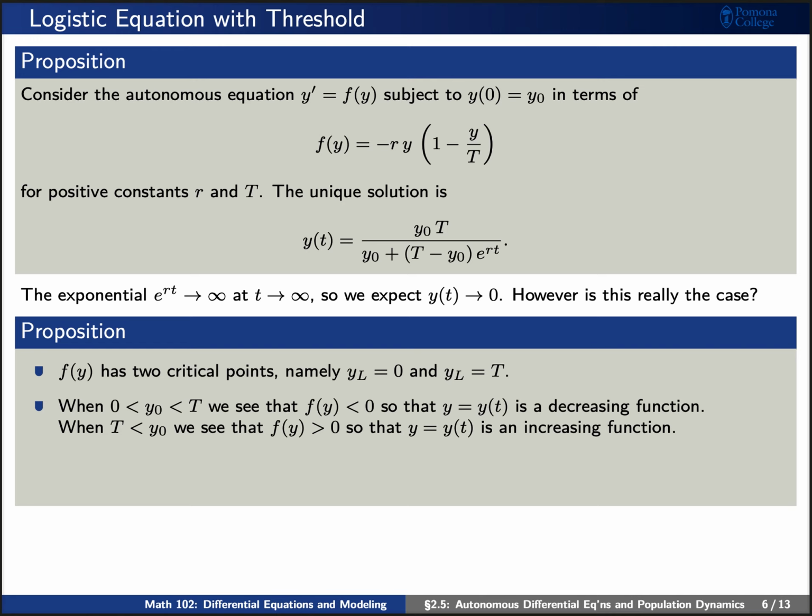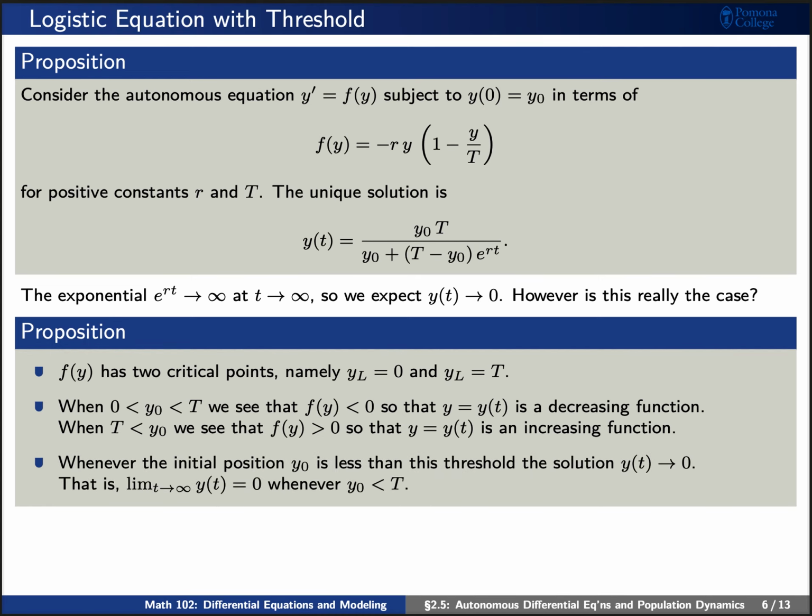Since f of y, of course, is the derivative y prime, we see that a solution, y of t, must be a decreasing function. That is, if initially y of 0 is less than T, then our solution must be decreasing. On the other hand, if y0, our initial value, is greater than T, then f of y is positive, and because y prime equals f of y, the derivative has to be positive, and therefore our solution, y of t, must be an increasing function.